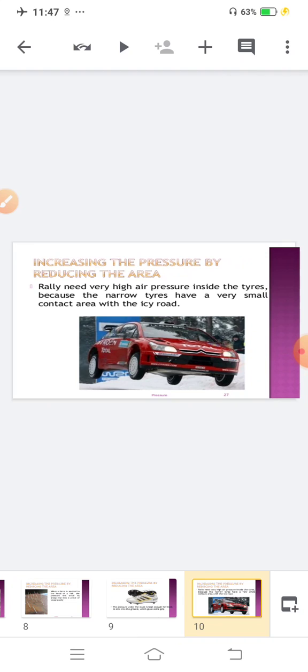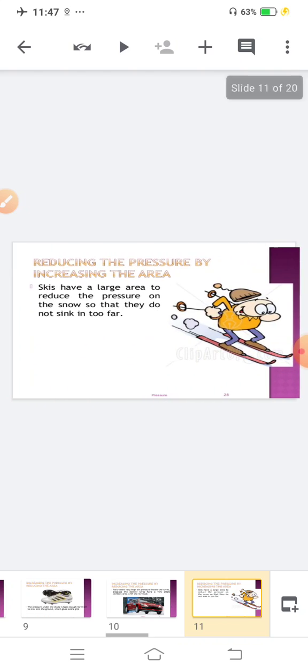Increasing the pressure by reducing the area. Vehicles need very high air pressure inside the tires because narrow tires have a very small contact area with the icy road. Reducing the pressure by increasing the area. These are all examples.